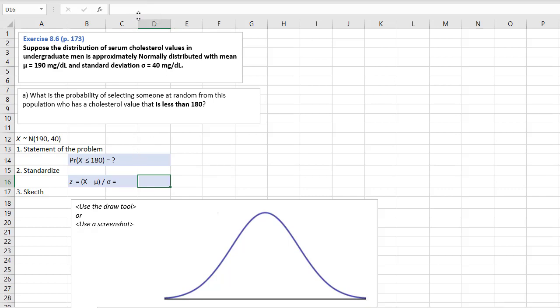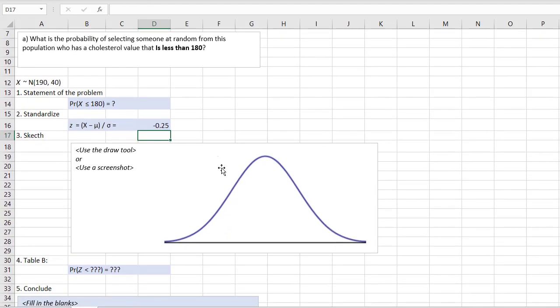I missed that. So if we were to standardize our Z-score now, what does that look like? Well, we do Z equals, open parentheses, 180 minus 190, close parentheses, and then our standard deviation, divided by 40, and we get negative 0.25. So that is our z-score. If we were to actually draw something like that, here's our z-score of 0, and then we have negative 1, negative 2, negative 3.